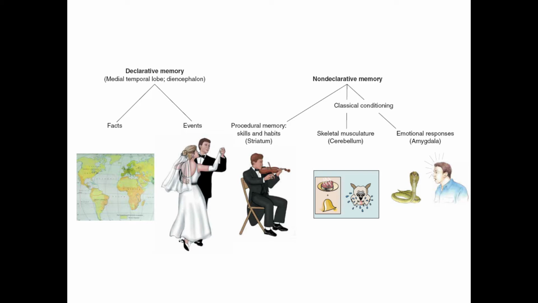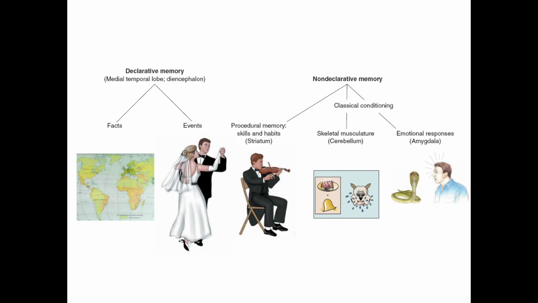The main characteristic of declarative memory is that it's a kind of memory that you can declare, you can speak, you can explain with words. So you can remember, for example, when was the last time you went to a restaurant, and you can remember what restaurant it was because it's related to space and time.